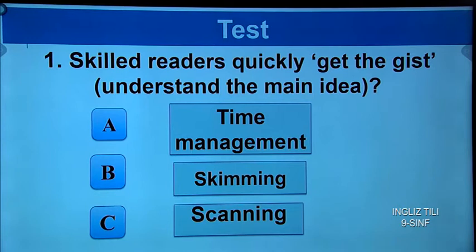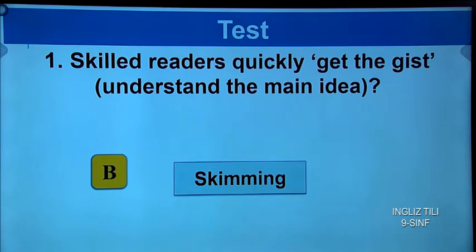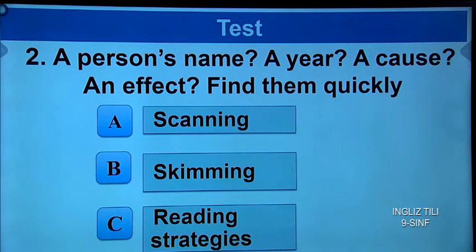Now here is the first question. Skilled readers quickly get the gist, understand the main idea. Which one is correct? A, B, C. A, time management. B, skimming. C, scanning. Did you find it? Yes, you are right. It is skimming. The answer is skimming.